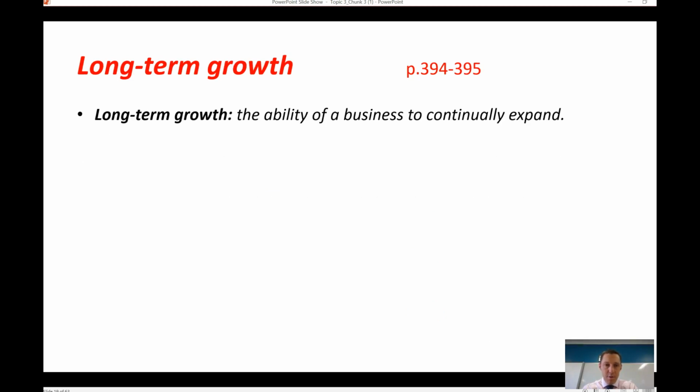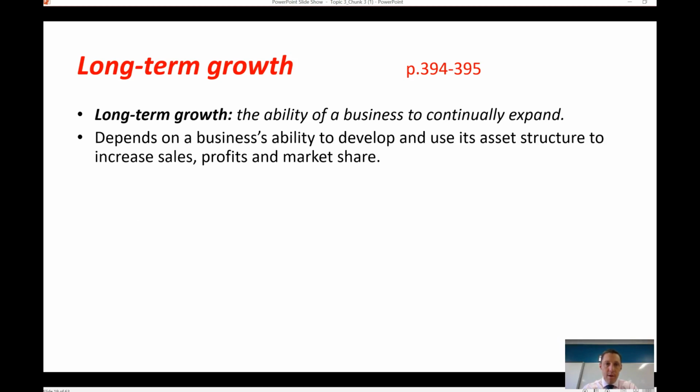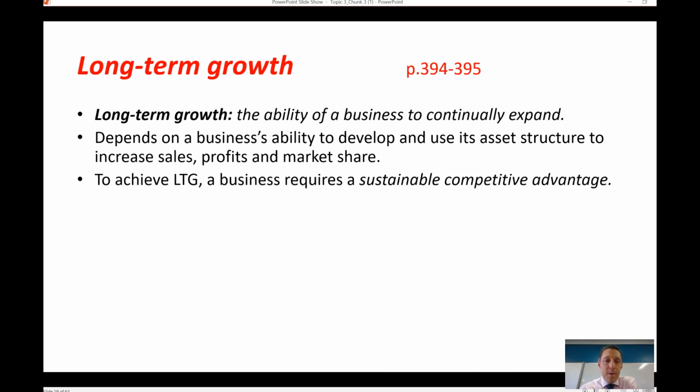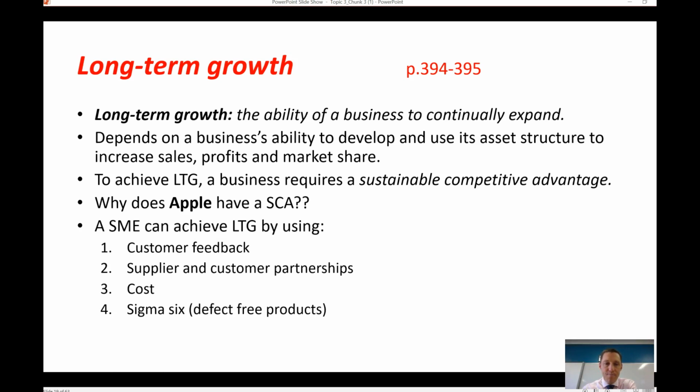In terms of growth, long-term growth is generally the ability of a business to continually expand. And it depends on the business's ability to develop and use its asset structure to increase its sales, its profits, and its market share. To achieve that long-term growth, a business is going to need a sustainable competitive advantage, something that's been mentioned previously. Apple is a business that's got a sustainable competitive advantage. It's got products that are seen as superior by its customers. It's got a brand that is very recognizable. So therefore, in terms of long-term growth, it's ticking one of the major boxes.